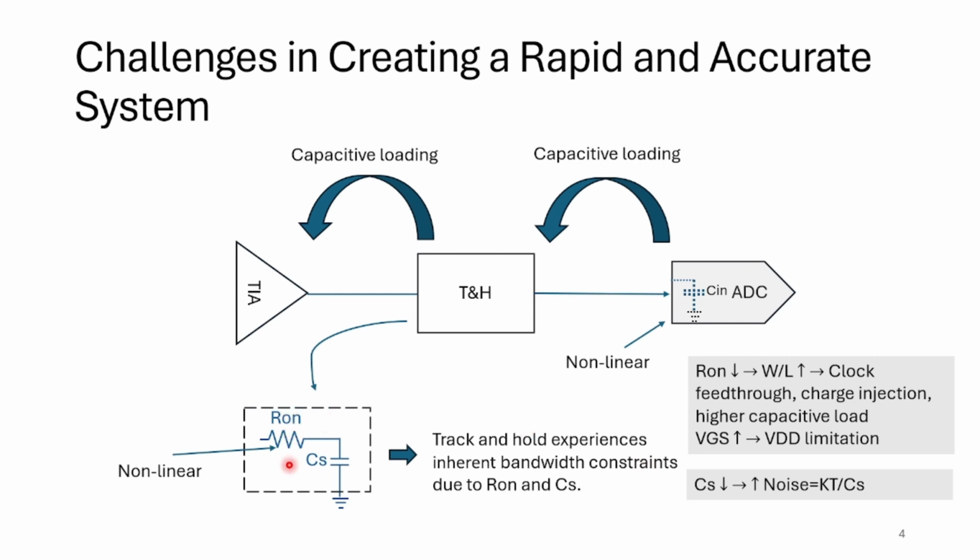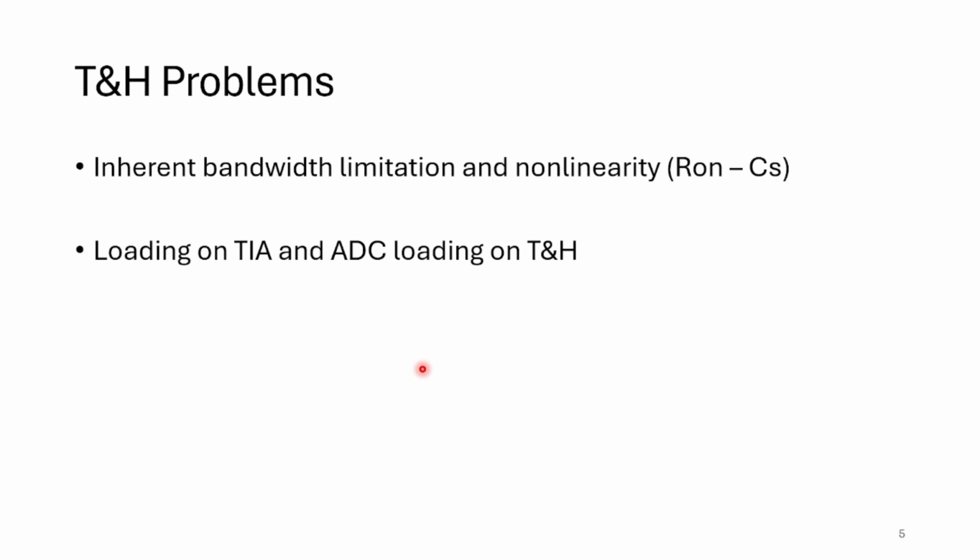If you decrease the R-on, you should do two things: increase the ratio or the sizing of the transistor, or increase the gate source voltage. If you increase the gate source voltage, you would have the limitation of the VDD and some other problems. If you increase the sizing, clock feedthrough, charge injection, and higher capacitive load on the TIA would bother you. So there are two main problems: loading and bandwidth limitation of the track and hold.